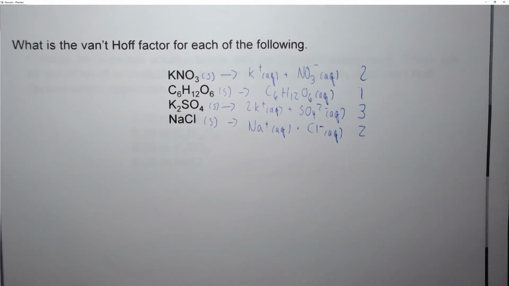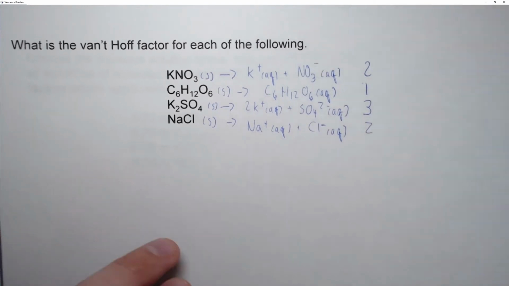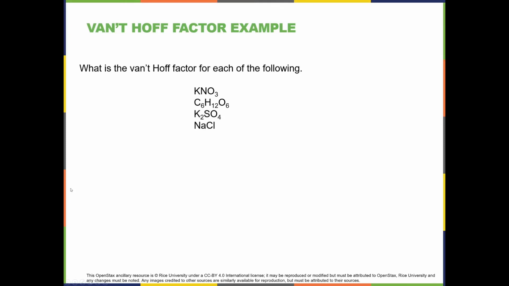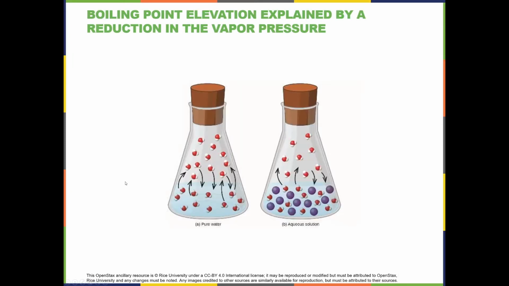Because remember, colligative properties depend on the amount of particles in solution, or the concentration of particles in the solution, not on the actual nature of those particles. So it doesn't matter which one of these things I dissolve, it just matters how much. So if I look at my next slide, we're going to talk about boiling point elevation. And in the next couple of slides, we're going to talk about boiling point elevation and freezing point depression. But boiling point elevation is a little bit easier to understand.